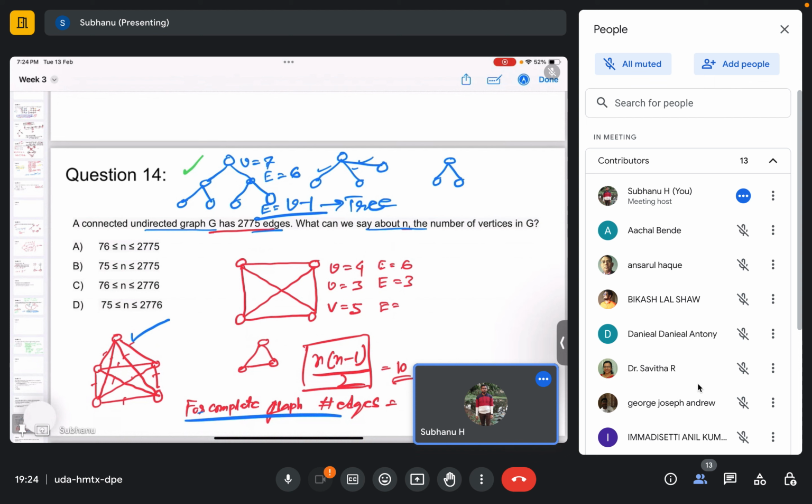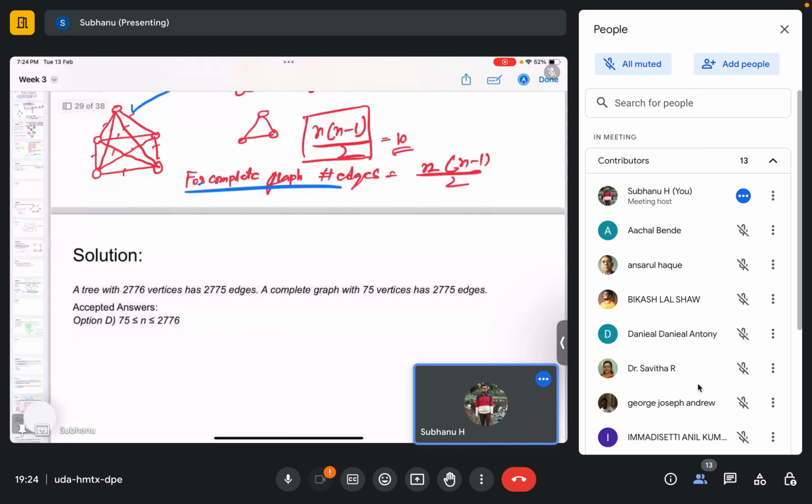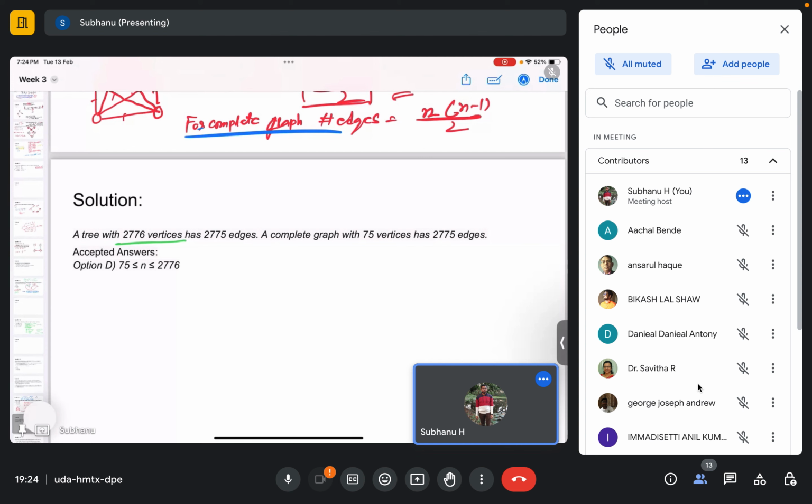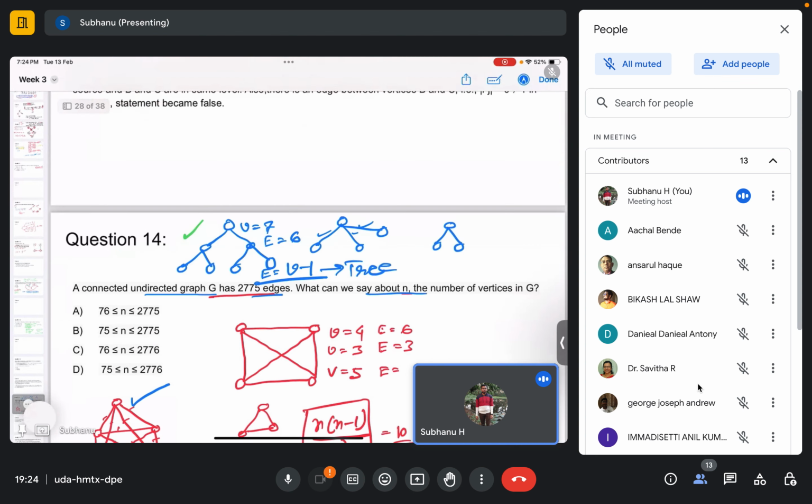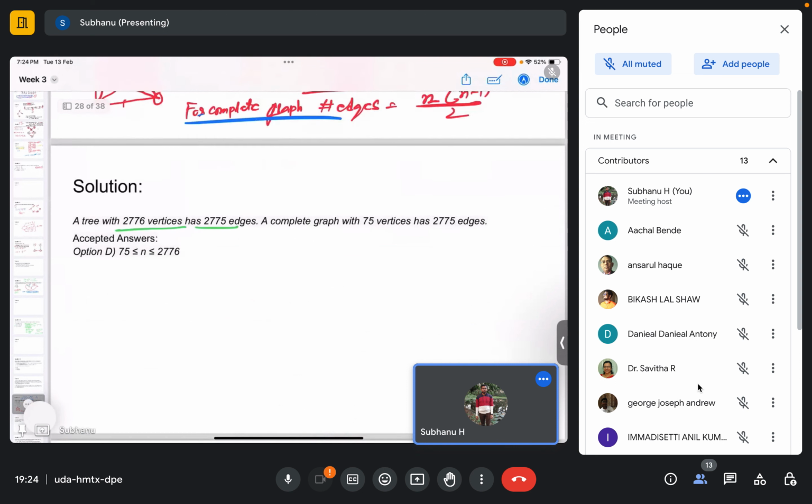So a tree with 2776 vertices has 2775 edges, as I have told you. And a complete graph with 75 vertices has 2775 edges. How? 75 into 75 minus 1 by 2, that is 75 into 74 by 2, which is 2775. So what will be the correct answer? N is greater than or equal to 75 and less than or equal to 2776. So this is the correct answer for N.